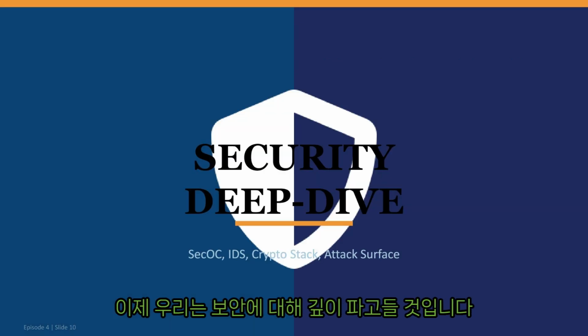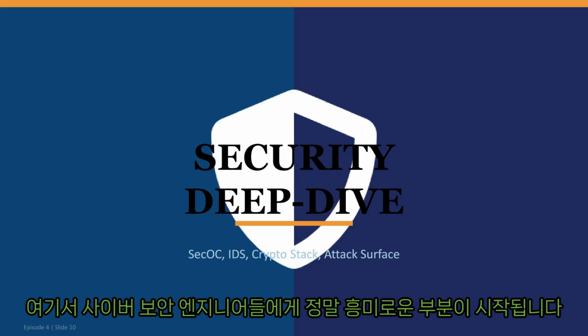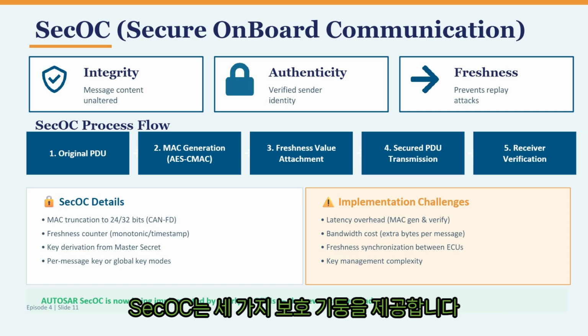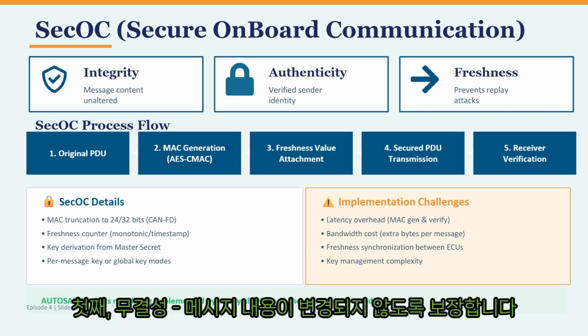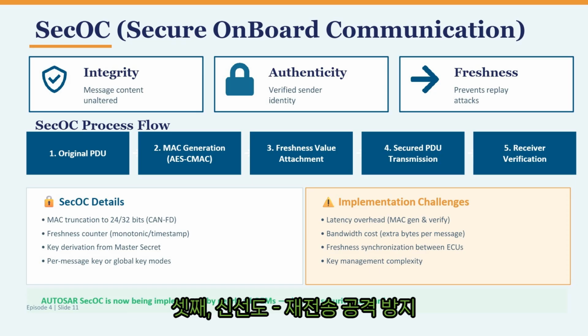Now we're going to dive deep into security. We'll explore SecOC, IDS, the crypto stack, and attack surfaces. This is where things get really interesting for cybersecurity engineers. Let's start with SecOC, Secure Onboard Communication. SecOC provides 3 pillars of protection. First, integrity, ensuring message content is unaltered. Second, authenticity, verifying the sender's identity. Third, freshness, preventing replay attacks.